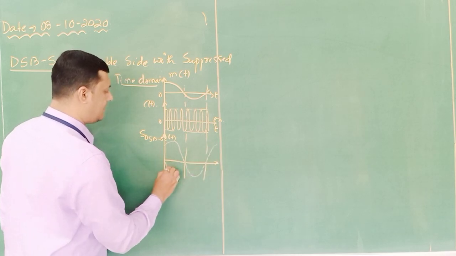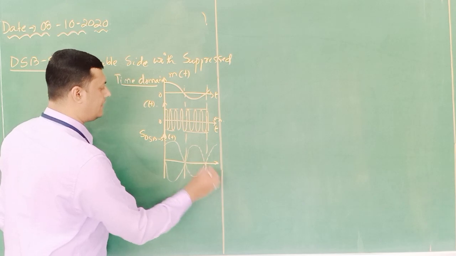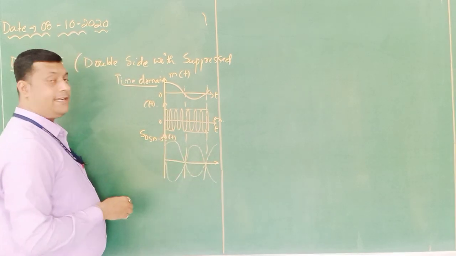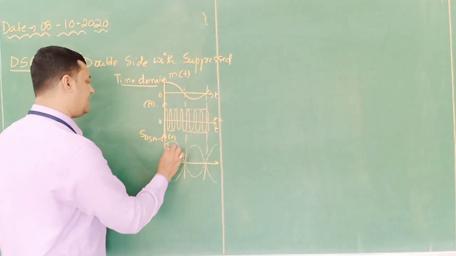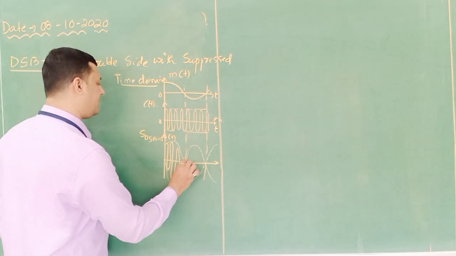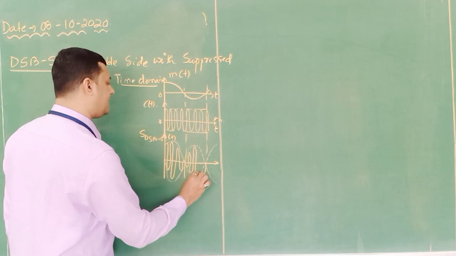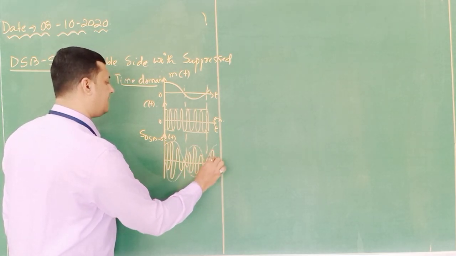Okay. And these are the sidebands. Okay, so this is the sideband. So first, the modulating signal, and what I am identifying is the modulated signal. And here what happens at the zero crossing is the phase inversion of the carrier. That is the difference. Okay.